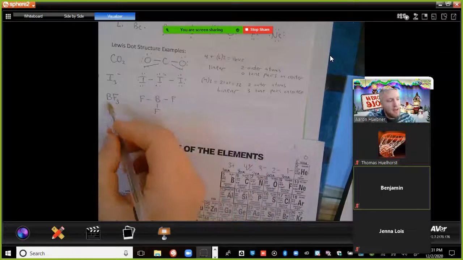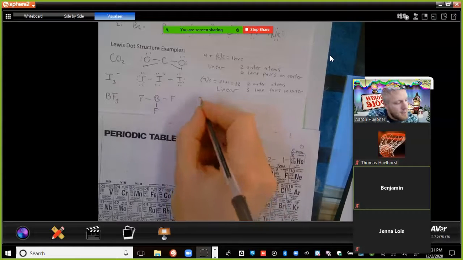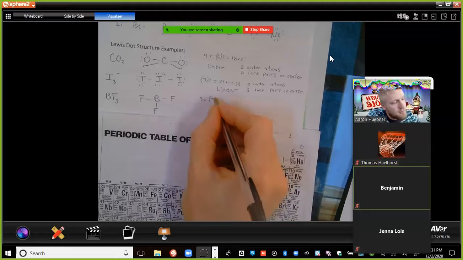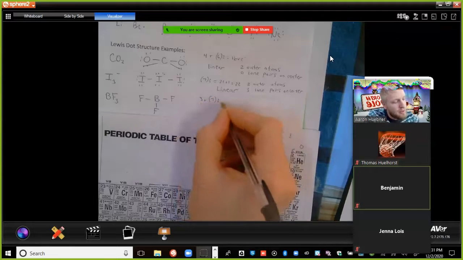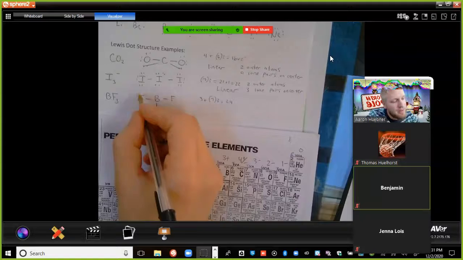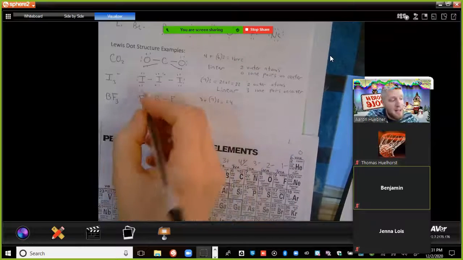I got to figure out how many valence electrons I have. Boron has 3, and fluorine has 7. But there's 3 of them, so that's 21 plus 3 is 24 valence electrons. I got 2, 4, 6. I add my electrons to my outer atoms first. If I got any left over, I add them to the center.